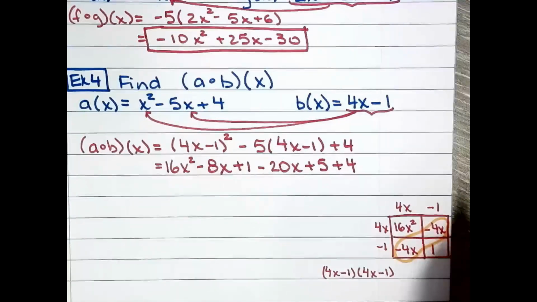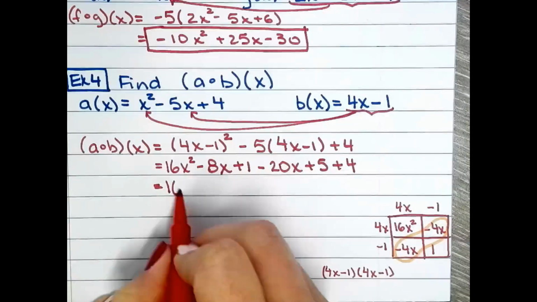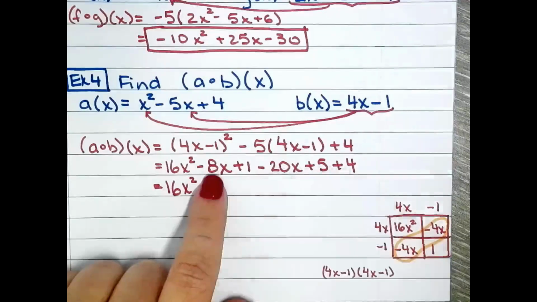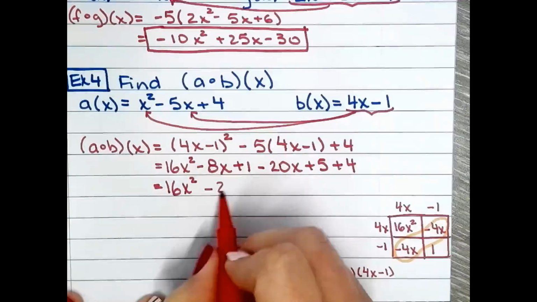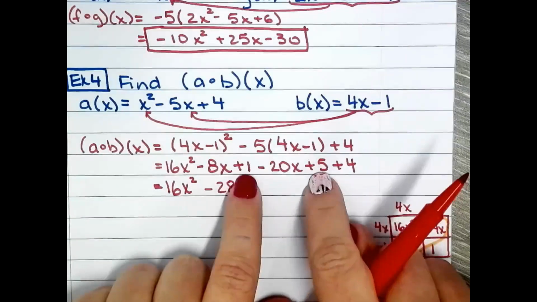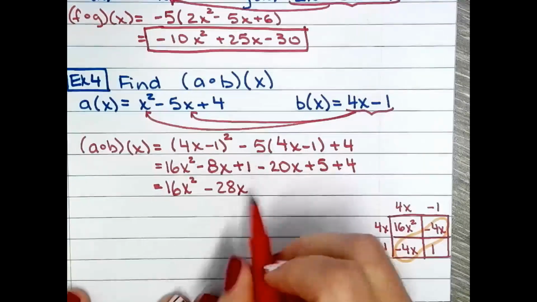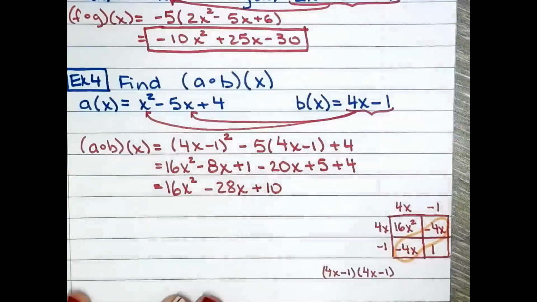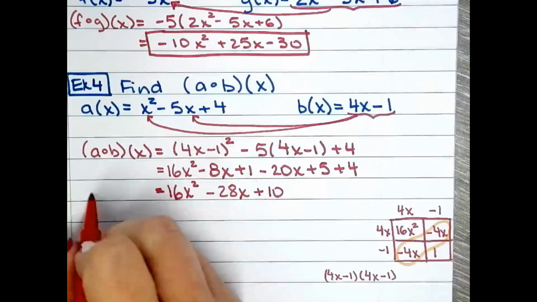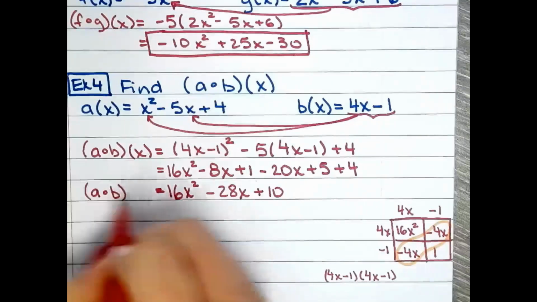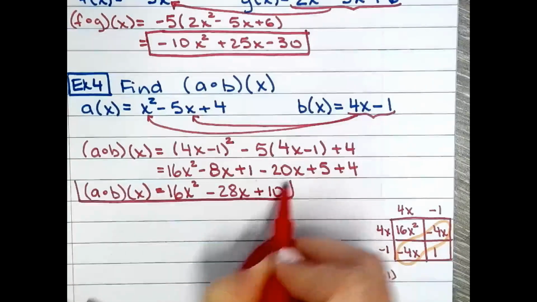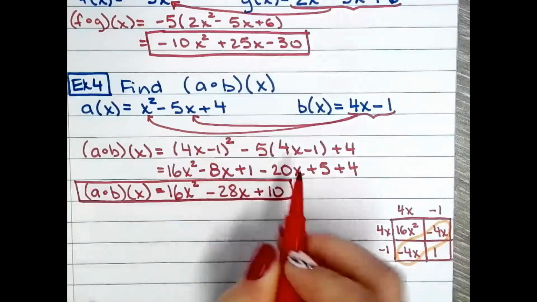Now we're going to combine again. So 16x squared. I have this x with this x, negative 28x. And I have 1 and 5 and 4, they make 10. There's nothing else I can simplify. Therefore, a composed b of x is this whole thing right here: 16x squared minus 28x plus 10.